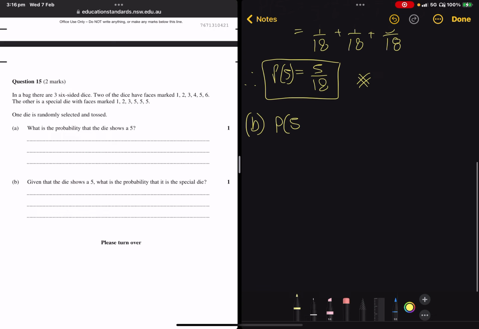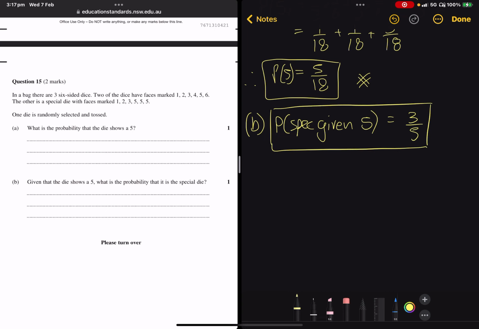that it is a 5, the probability that it is the special die, given that it rolls a 5, has to be the number of times you could get the special dice outcomes divided by the total, which in this case is going to be 3 on 5. And this is in fact the answer to this question. Because we did this as a tree diagram, this was very easy. So getting this mark was very straightforward.